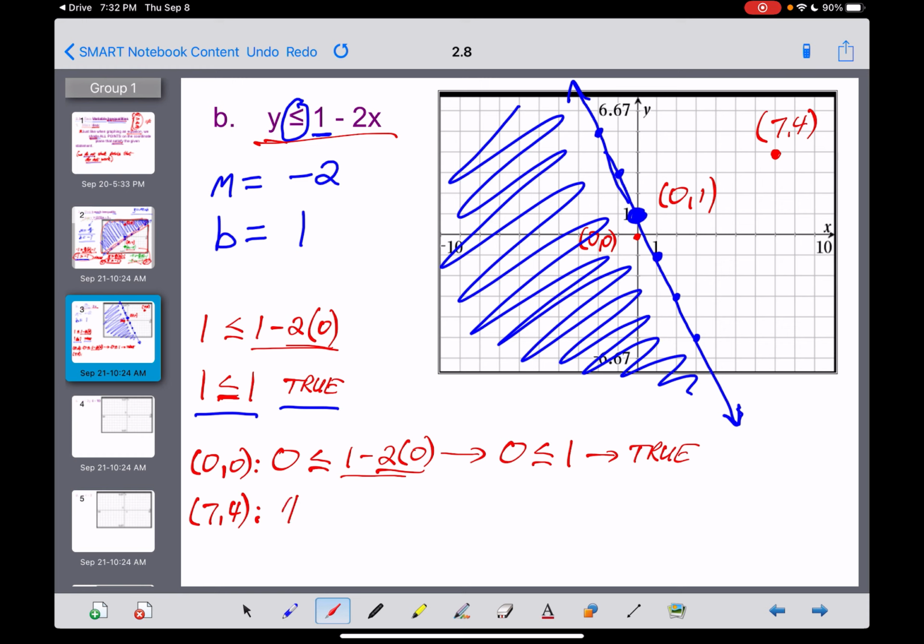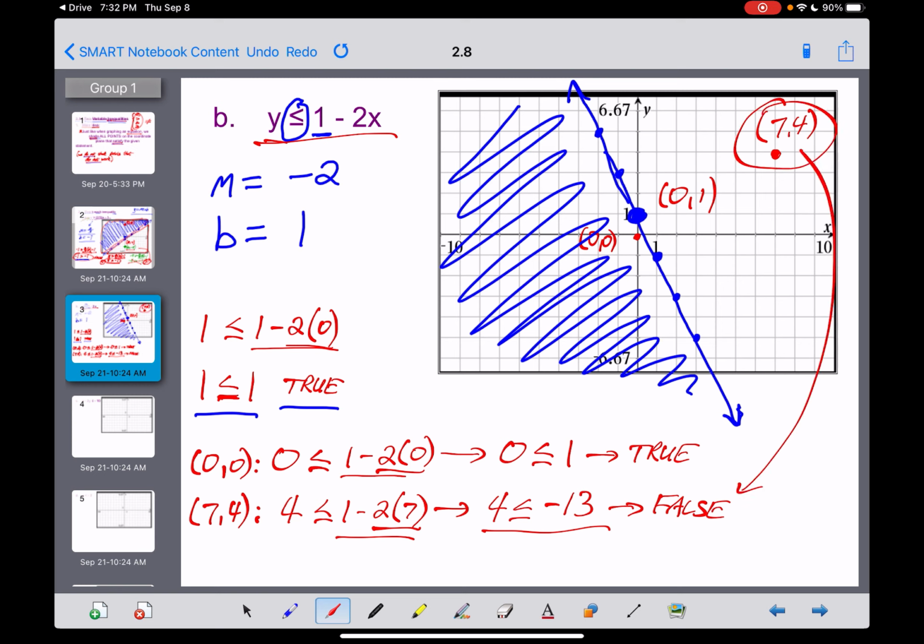Let's find out what happens when we plug these numbers in. We're putting a 4 in for y, is less than or equal to 1 minus 2 times an x value of 7. 4 is less than or equal to 2 times 7, which is 14. 1 minus 14 is negative 13. And here's our statement now: 4 is less than or equal to negative 13. That pretty clearly is a false statement. So I feel good there, guys. I chose a point that was not shaded and ended up with a false statement. If you really wanted to be thorough, you could choose one more point in the shaded region and test it, but I think you're getting the hang of this.